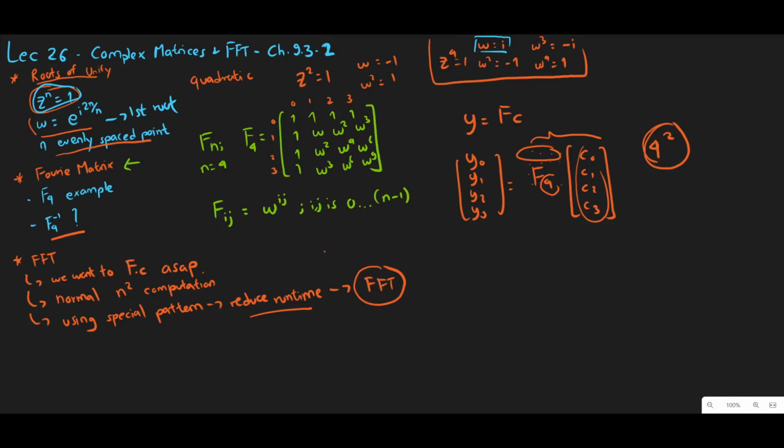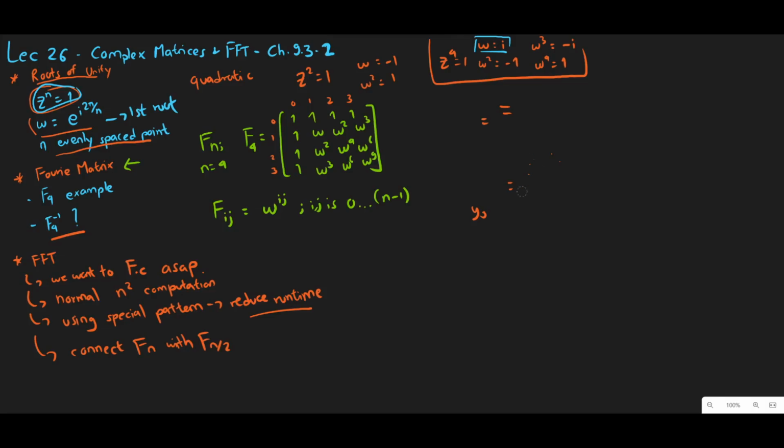That's why it's called fast Fourier transform. Okay, fast. And the idea is to connect Fn with Fn over 2, so half of it. Let me give you a quick example, and I will not go into detail. Instead, I will just focus on the idea of FFT of computing faster.